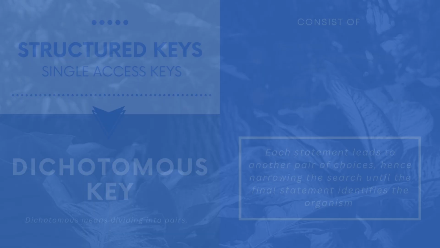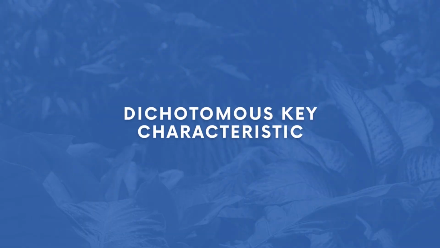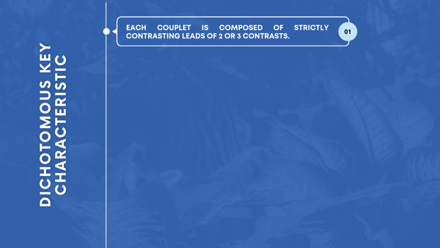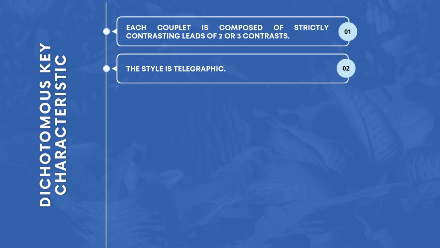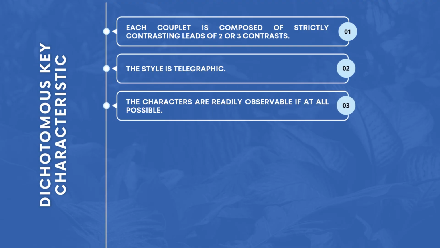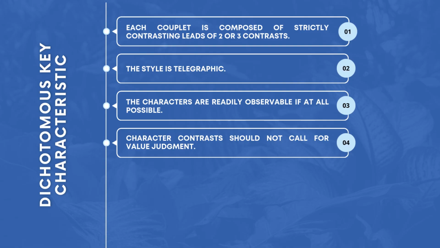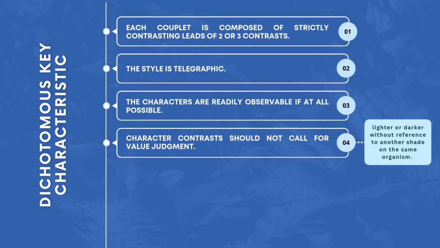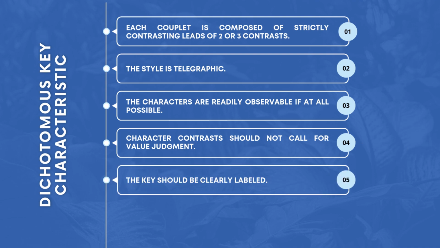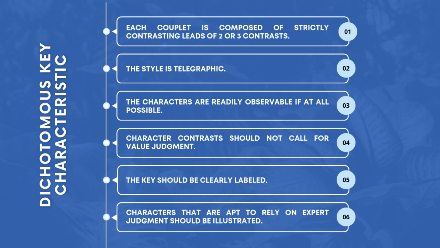Good dichotomous keys have several characteristics, such as 1. Each couplet is composed of strictly contrasting leads of 2 or 3 contrasts. 2. The style is telegraphic. 3. The characters are readily observable if at all possible. 4. Character contrasts should not call for value judgments, for example, lighter or darker without reference to another shade on the same organism. 5. The key should be clearly labelled. For example, it is applicable to particular groups such as ages or sexes. 6. Characters that are apt to rely on expert judgment should be illustrated.